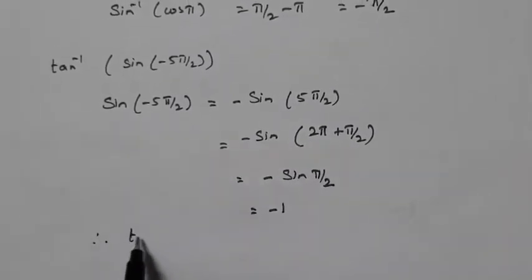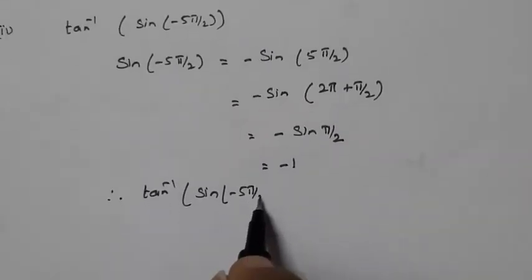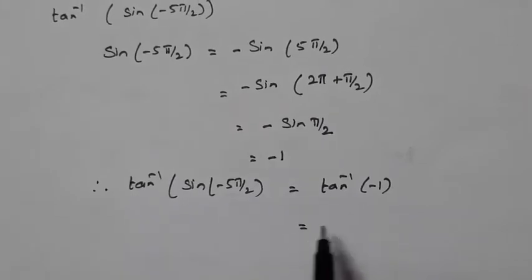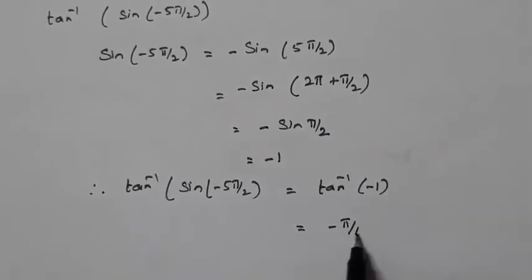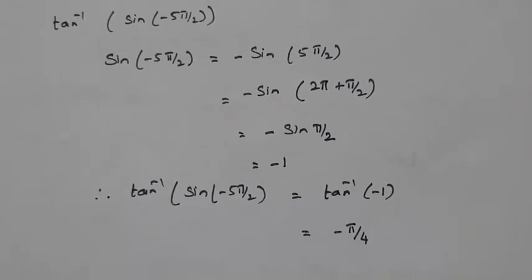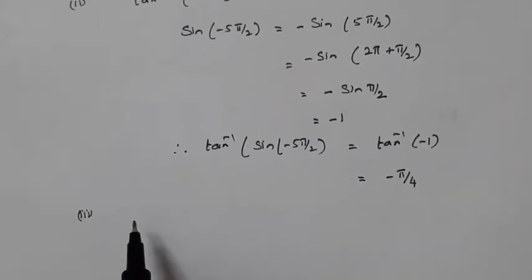Therefore, tan inverse of sine of minus 5 pi by 2 is equal to tan inverse of minus 1. And you know that tan inverse of minus 1 is nothing but minus pi by 4. So in this case also the value exists, right. Then the third subdivision, try by yourself, because we did a similar example.